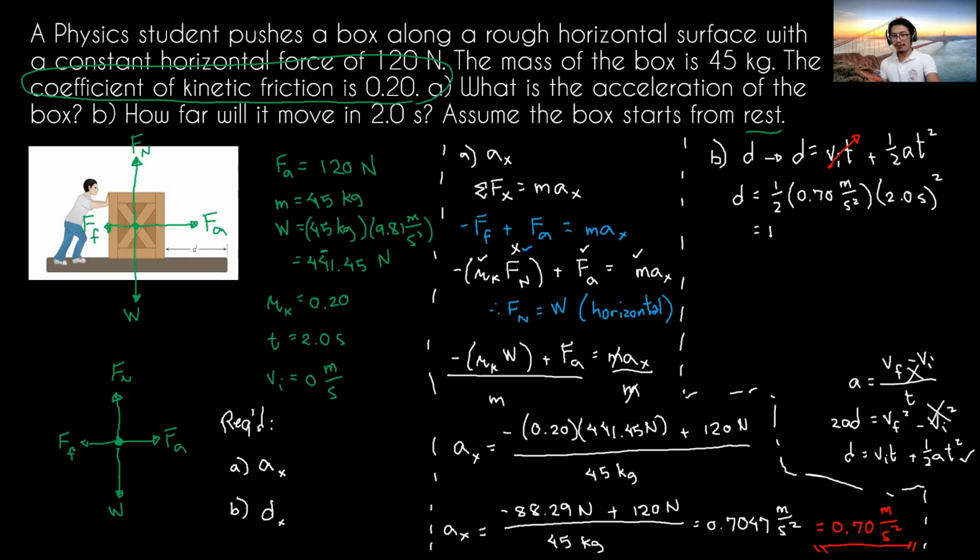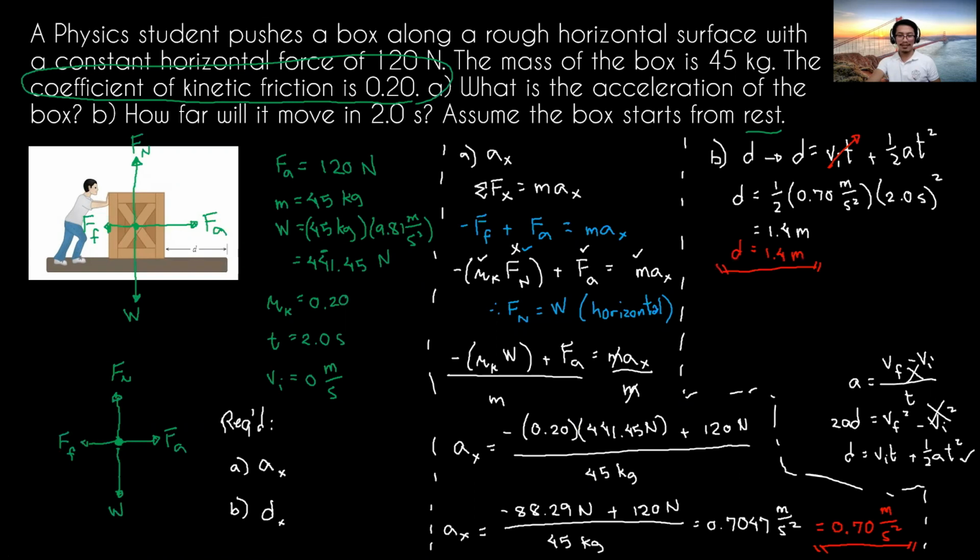That will give us 1.4 meters, but we need how many significant figures? We need 2 significant figures. So that answer is already correct. So D is equal to 1.4 meters. Yan. O, di ba? Dali ka kayo, no?